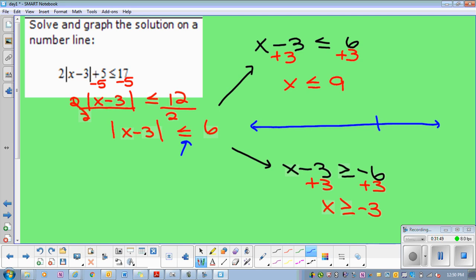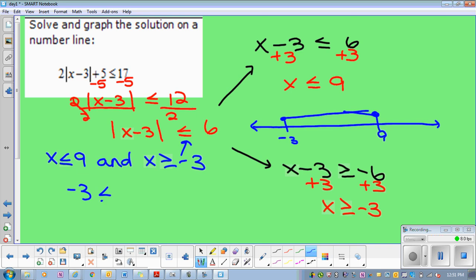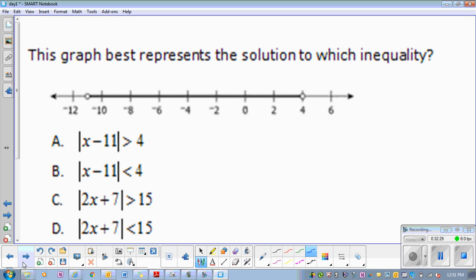X is less than or equal to 9. X is greater than or equal to negative 3. So it's and. You could say X is and, or you could write it like that. Okay? If it's an or, don't write it this way. Okay, questions about this? Okay, next one.